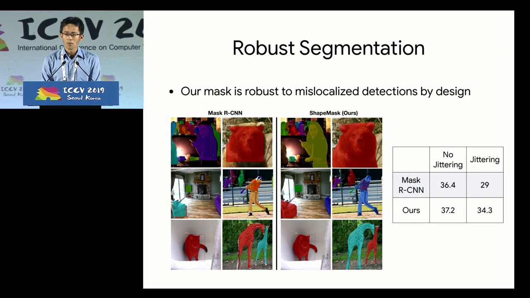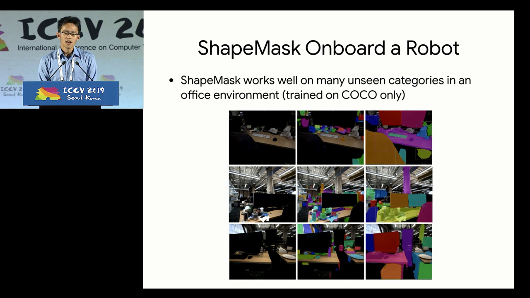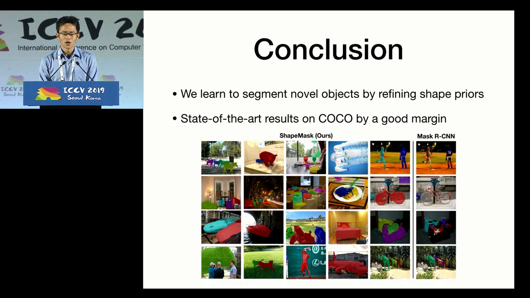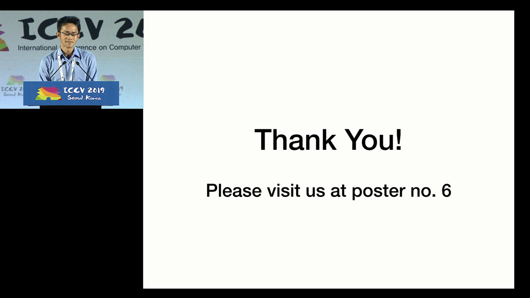In addition, our mask is robust to mislocalized detections by design. It is able to go outside of the detections to capture the full extent of the object. Finally, we apply ShapeMask on a robot and find that it works well on many unseen categories, such as a plush toy, a paper, or a power outlet. The model is trained on COCO only. In conclusion, we learned to segment novel objects by refining shape priors, and we have state-of-the-art results on COCO by a good margin. The code has been released. Thank you. Please visit us at poster 6.